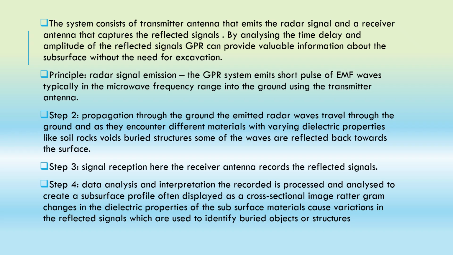Step two is propagation through the ground. The emitted radar waves travel through the ground, and as they encounter different materials with varying dielectric properties, as we said before, an intrinsic property, like soil, rocks, voids, and buried structures, some of the waves are reflected back towards the surface. Step three is signal reception. The other antenna receives the reflected signal. Step four is analysis.